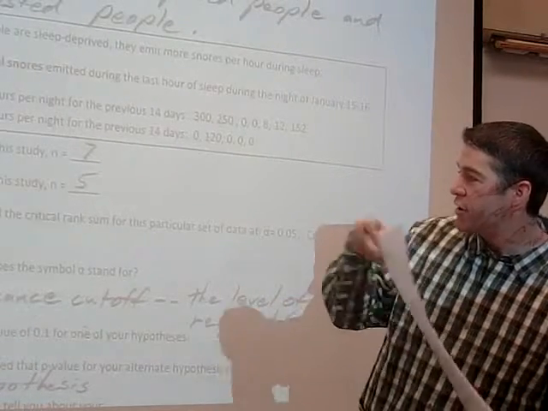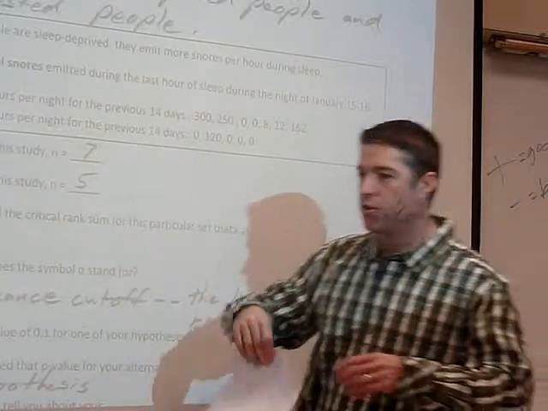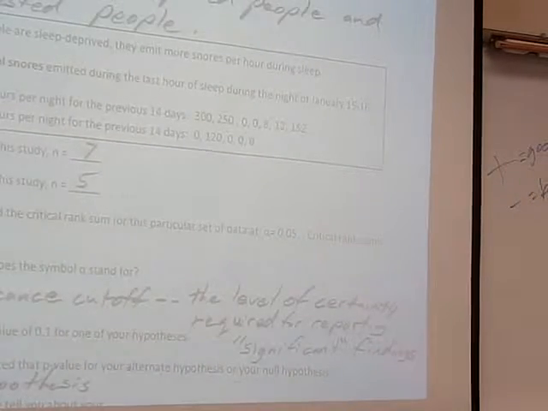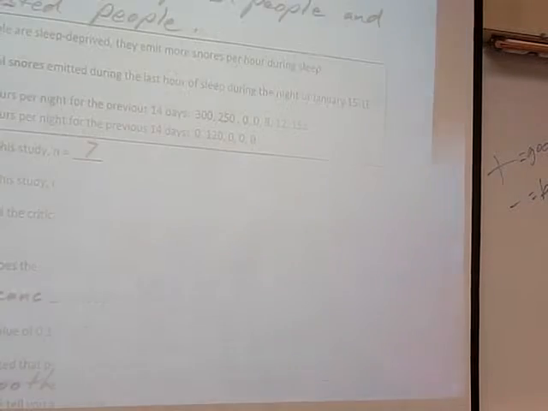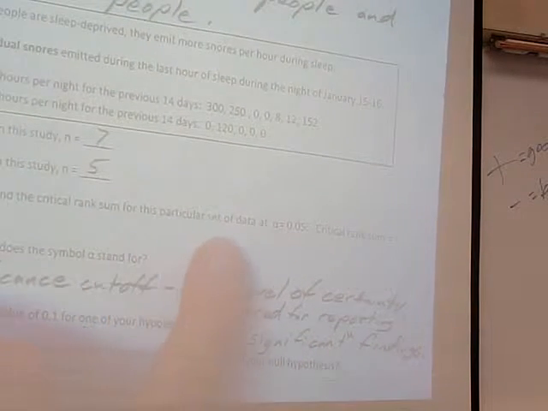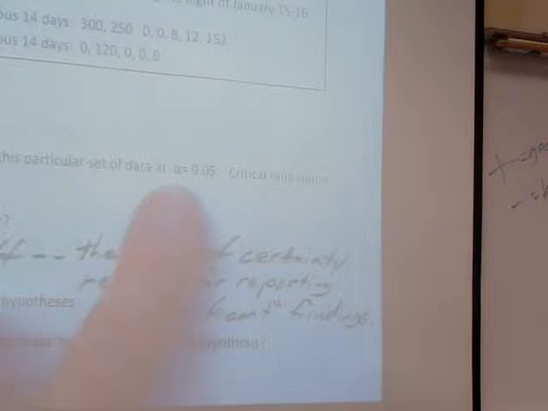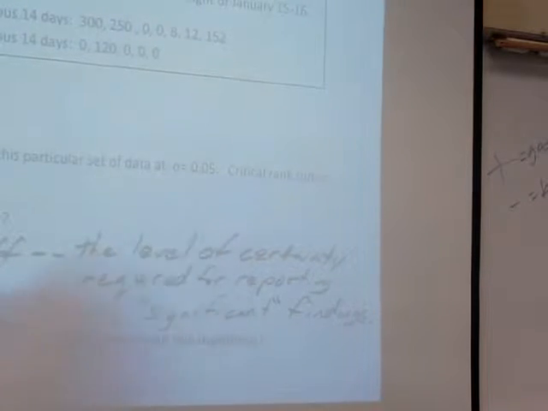Now, the next question is, use a rank sum table to find the critical rank sum for this experiment. Here's the rank sum table that I gave you. And let's see, does it tell you more? Yeah, it says at alpha equals 0.05. The alpha, that's the significance cutoff. We'll talk about that in a second.